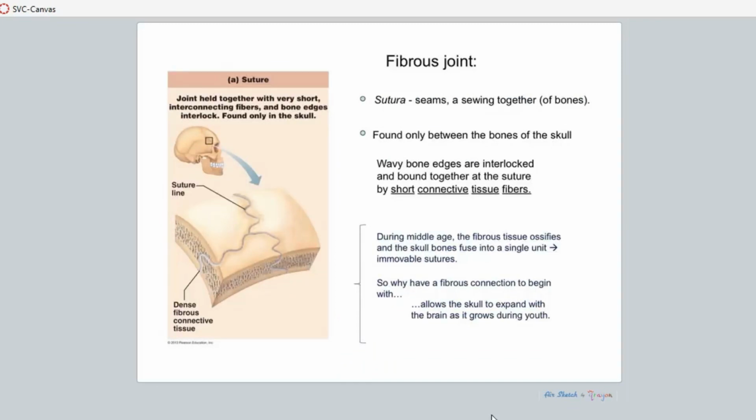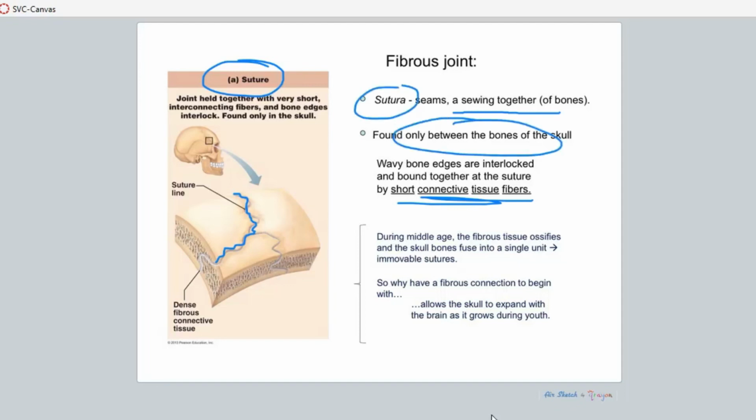And we've talked about this before in the skull, but suture means sewing together. So it's a sewing together of bones. You have these wavy bony edges right there that are interlocked and bound by short connective tissue fibers, by those collagen fibers there. And these sutures are only found between the bones of the skull.